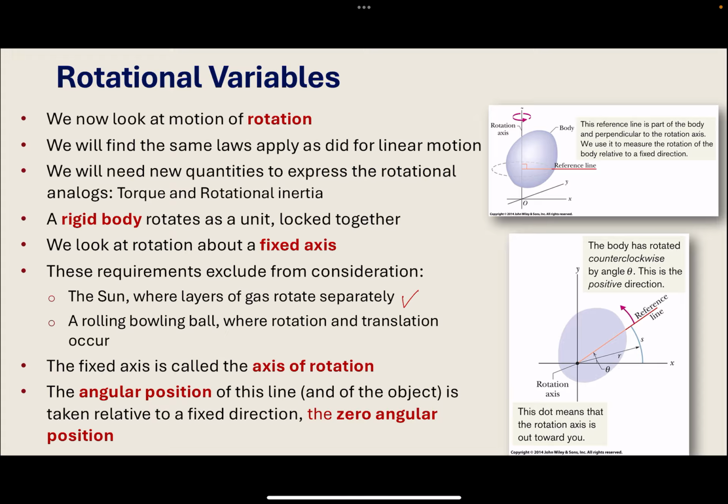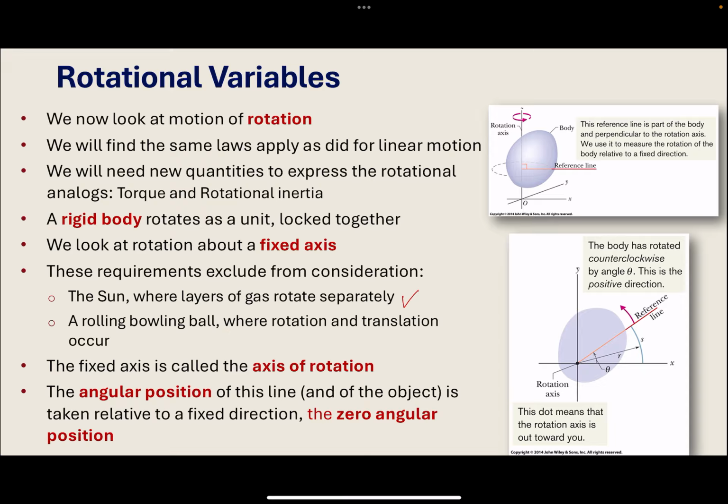Next, we define what we mean by a rigid body. That is a solid object that rotates as one piece, with all parts locked together. Think about a car wheel, an electric fan, or a brake disc. All parts rotate together as one unit. In this topic, we will focus only on rotation about a fixed axis. That means the axis of rotation doesn't move.